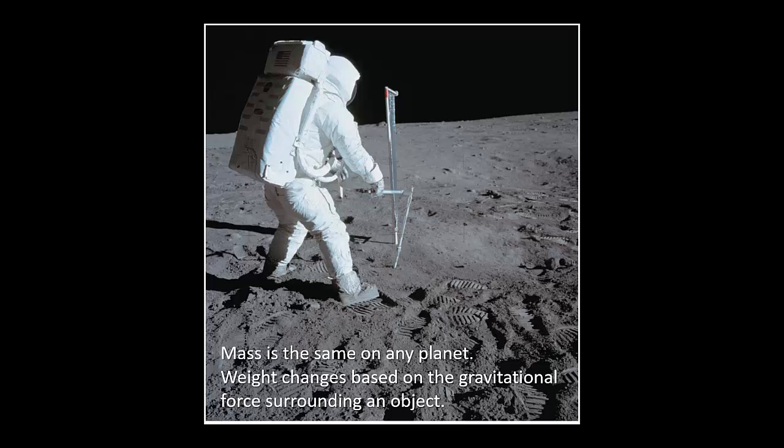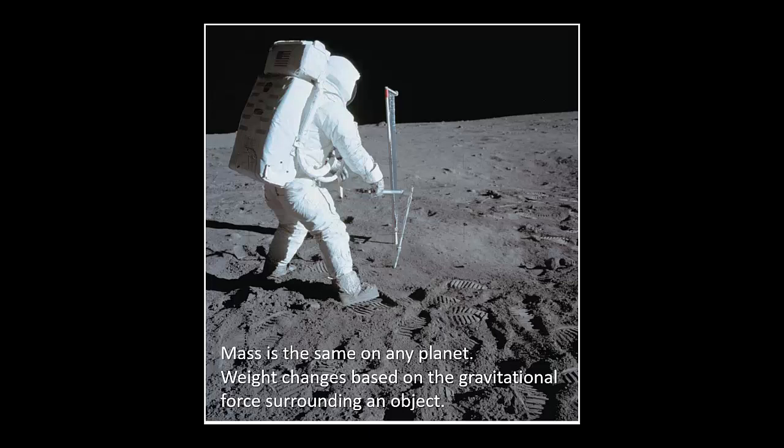putting a flag down. But he should have the exact same mass up on the moon as he does on planet Earth. But his weight, on the other hand, is completely different. So if he weighed 180 pounds on Earth and his pack weighed 180 pounds on Earth, then he would weigh 30 pounds on the moon and 30 pounds for his pack.